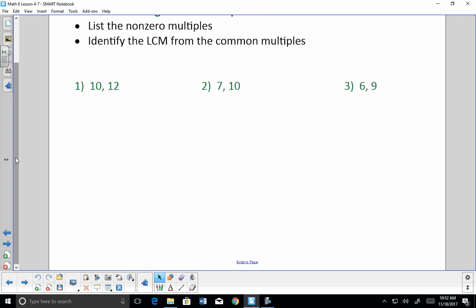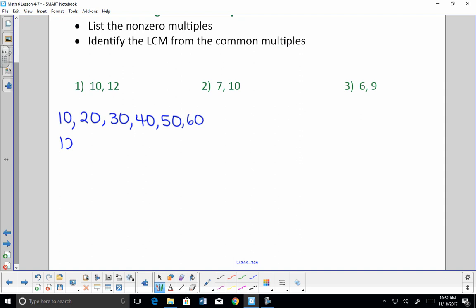Let's take a look at this first one, 10 and 12. My multiples of 10 are 10 times 1 is 10, 10 times 2 is 20, 10 times 3 is 30, 10 times 4 is 40, 10 times 5 is 50, 10 times 6 is 60. I'm going to stop there for a moment. 12. 12 times 1 is 12, 12 times 2 is 24, 12 times 3 is 36, 12 times 4 is 48, 12 times 5 is 60.